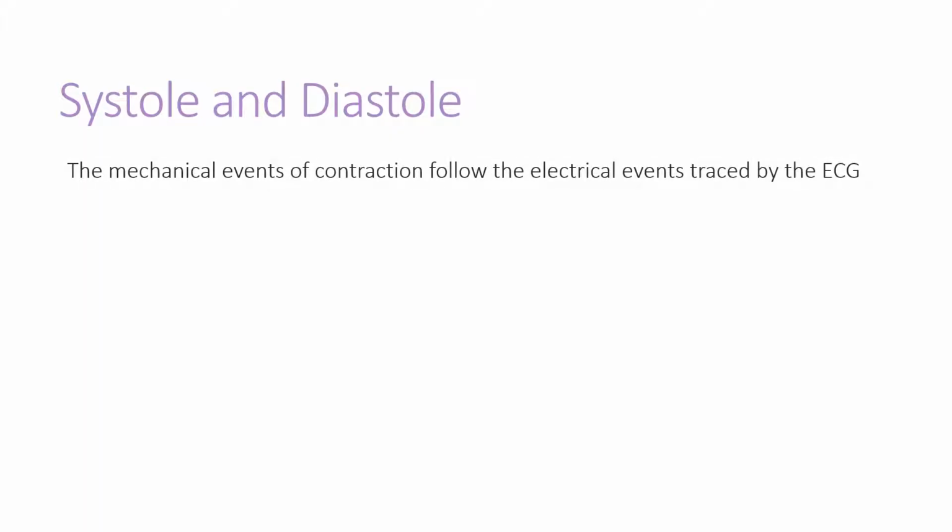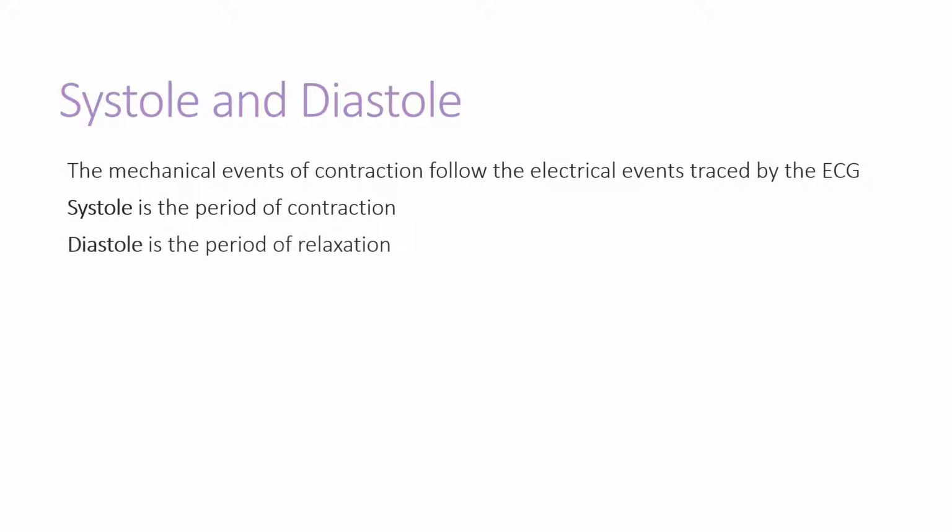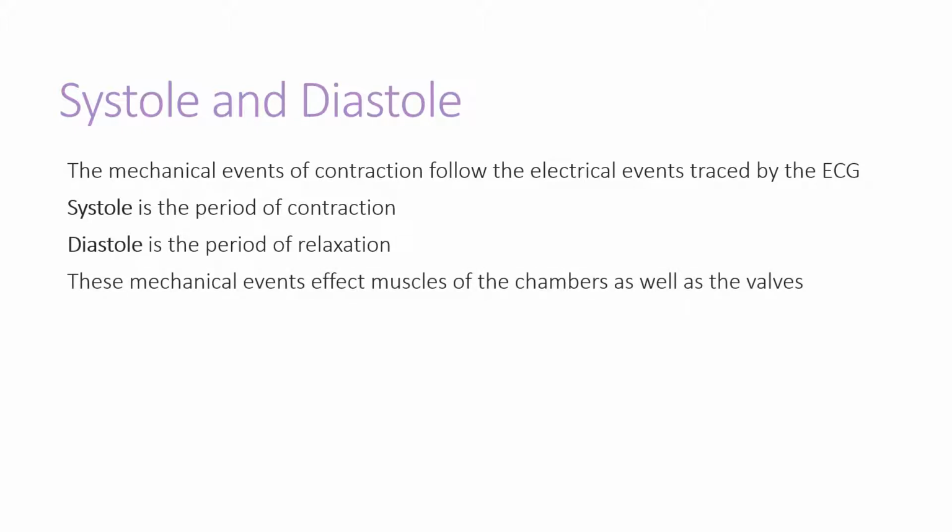The mechanical events of the contractions of the heart follow the electrical events that are traced by the electrocardiogram. Systole refers to the time period during which a chamber of the heart is contracting and generating force, and diastole refers to the time period when that chamber is relaxing and pressure is decreasing.